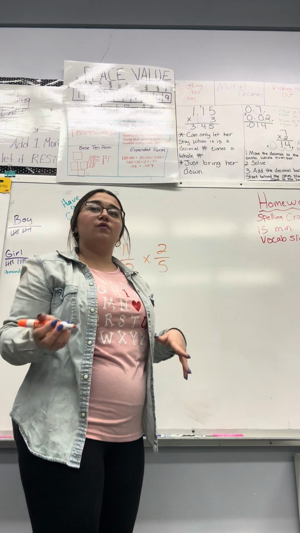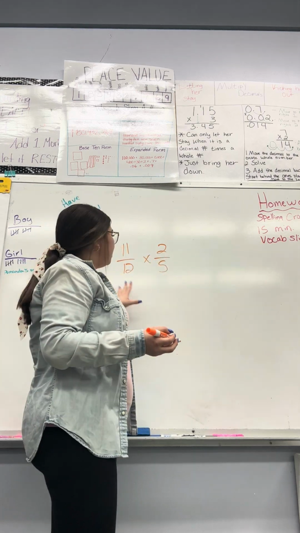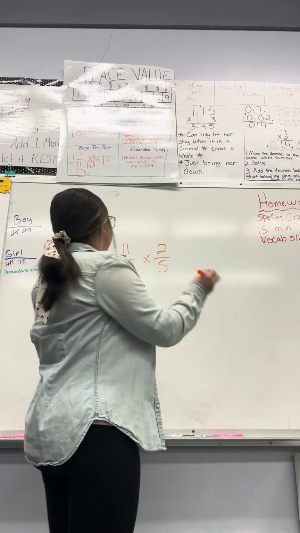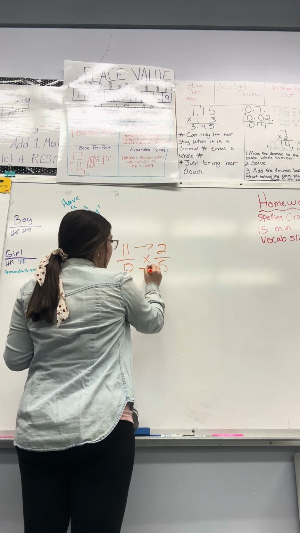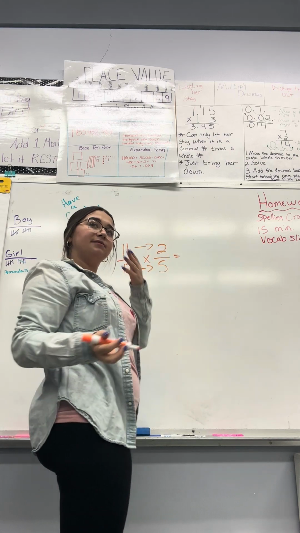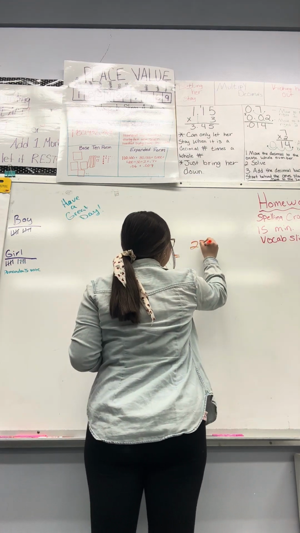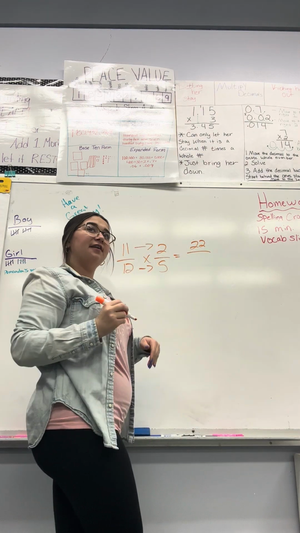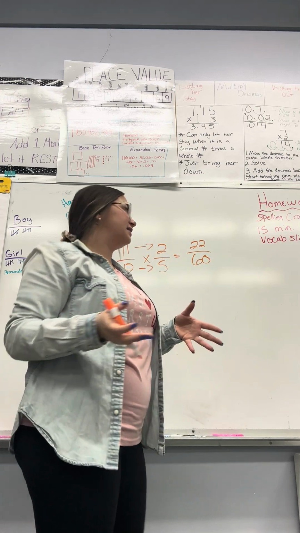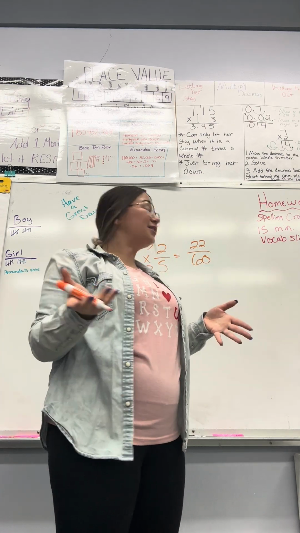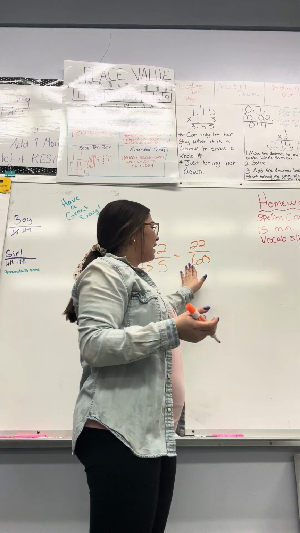Perfect. Now that you guys solved it, what do you think my first step is? Exactly. I have 2 times 11 and 12 times 5. What is 11 times 2? It is 22. What is 12 times 5? It is 60.